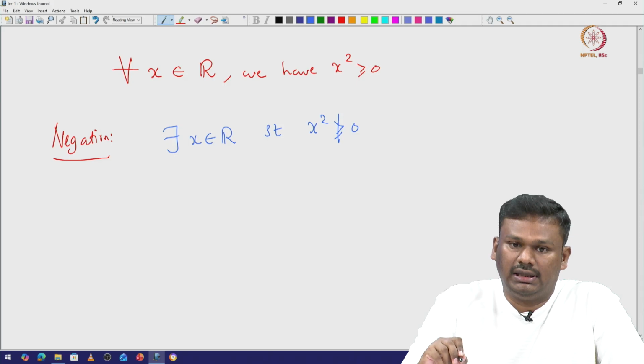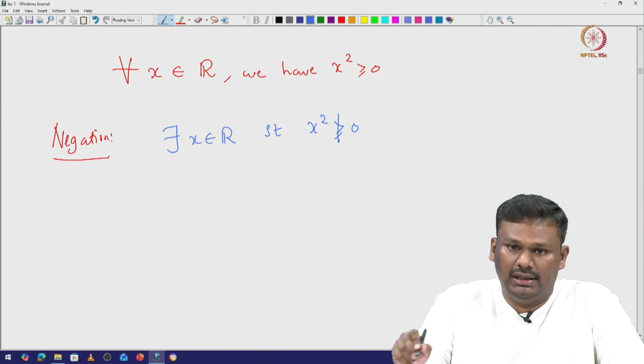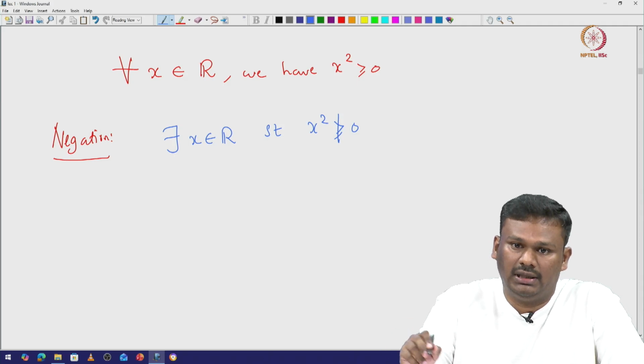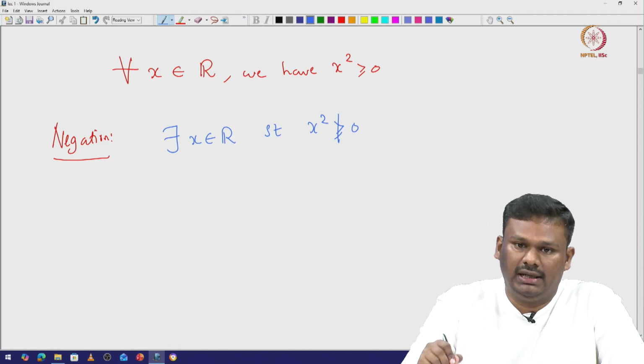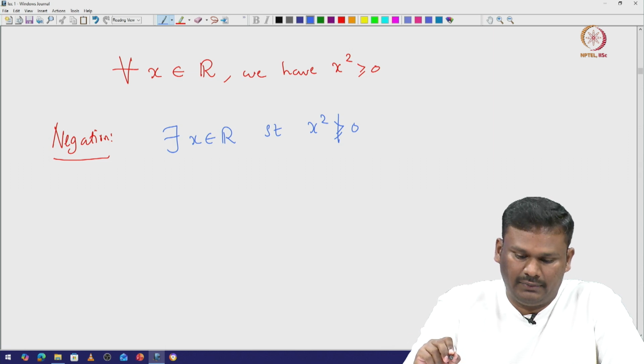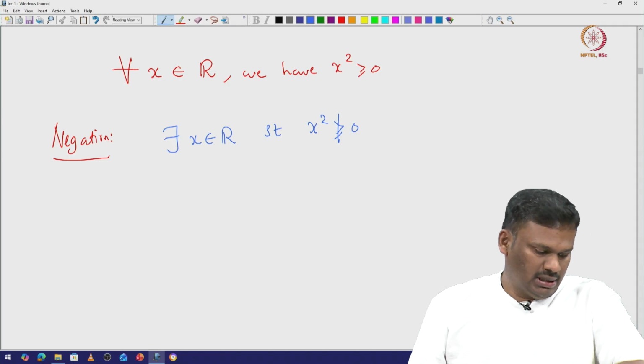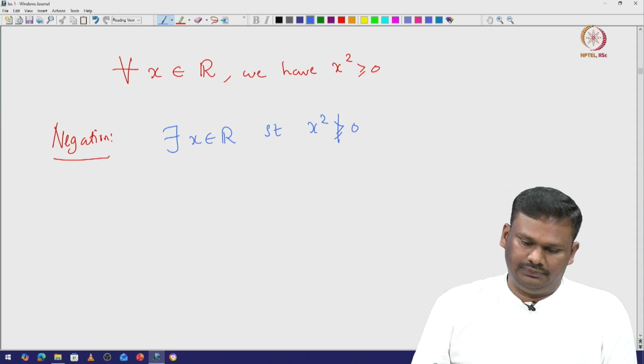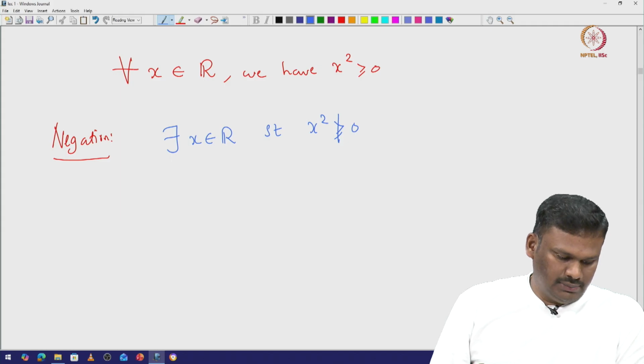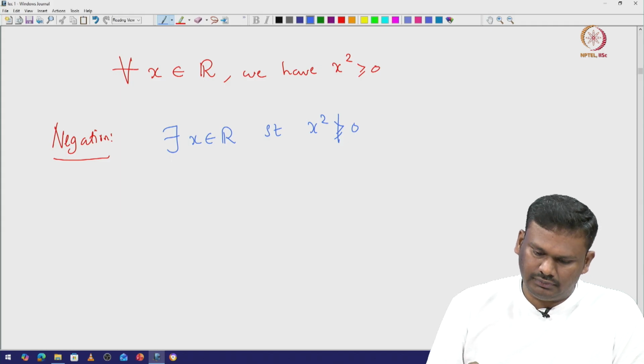We can't say that x squared is less than 0 unless we know that the order property of R holds, but if I want to simply negate, then I would negate exactly like this. Okay. This is again very important in order to do some basic mathematics.